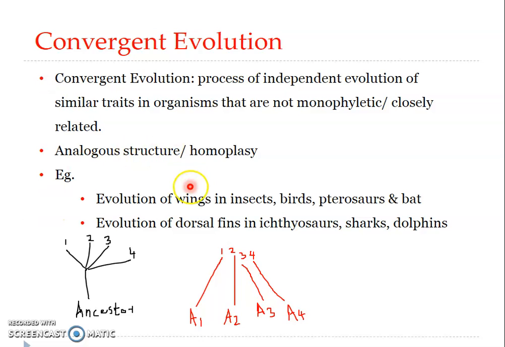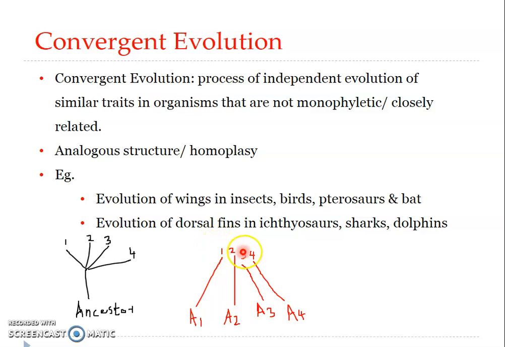Okay, there are plenty of examples here. You can see this is the concept of adaptive radiation. From the same ancestor, four species have arisen, and all these four species have different sets of characters to suit their environmental conditions, as an adaptation to their environment. But here, this is what convergent evolution is all about. It is converging, isn't it?